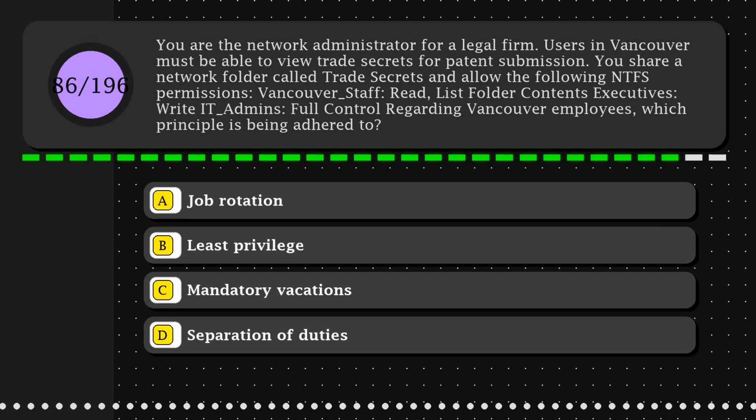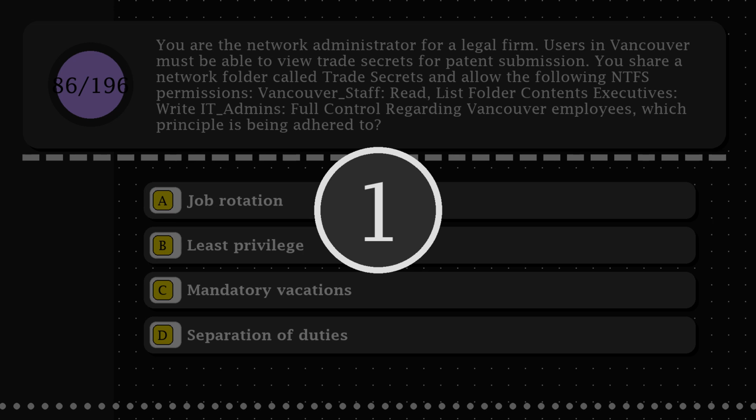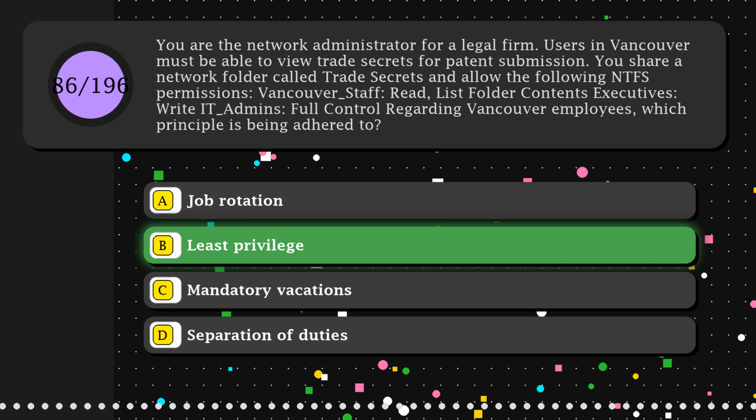Question 86. You are the network administrator for a legal firm. Users in Vancouver must be able to view trade secrets for patent submission. You share a network folder called Trade Secrets and allow the following NTFS permissions: Vancouver_staff, read, list folder contents; executives, write; IT_admins, full control regarding Vancouver employees. Which principle is being adhered to? Option A, job rotation. Option B, least privilege. Option C, mandatory vacations. Option D, separation of duties. The correct answer is option B, least privilege.